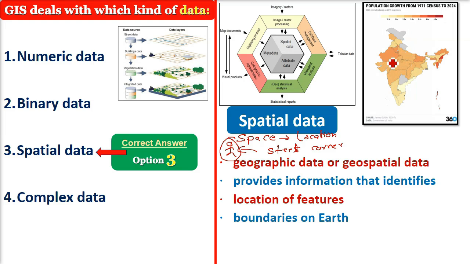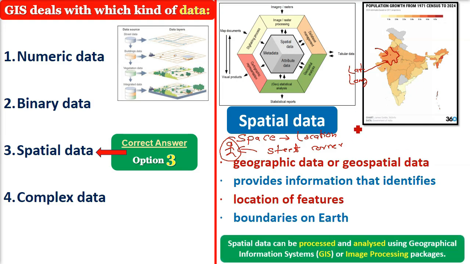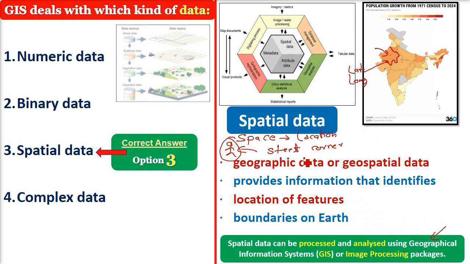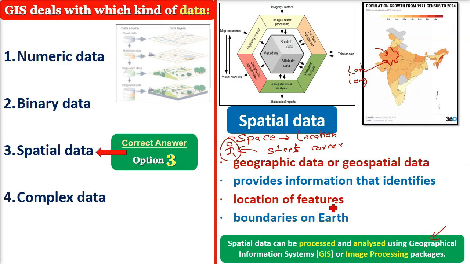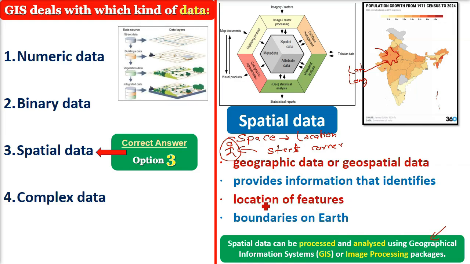For example, this is an Indian map and I'm just saying that one of the states is Rajasthan. Now this Rajasthan has a boundary. Now this boundary on the world map, everyone will know that this is the boundary, this is the lat long information of this particular state. Where is Gujarat, where is Rajasthan and where is Haryana? You can know it by the area, the location on the earth. That is the spatial data. So spatial data can be processed and analyzed using geographical information systems and also the image processing packages. Anytime you want to process data related to geography, you need to have the spatial information, the location information.